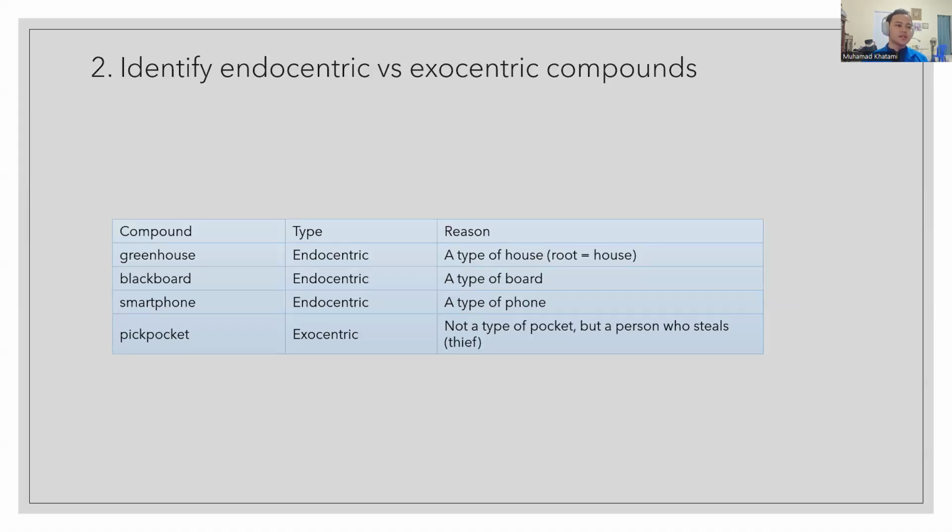Now, second test: identify endocentric versus exocentric compounds. So greenhouse is endocentric because it is a type of house, with the root house. Blackboard is endocentric again because it is a type of board. Smartphone is endocentric because it is a type of phone. And lastly, pickpocket is exocentric because it's not a type of pocket, but a word for a person who steals, like a thief.